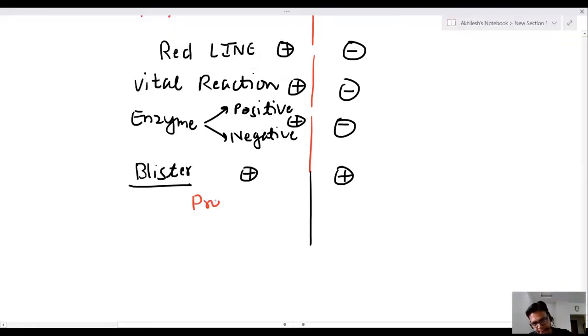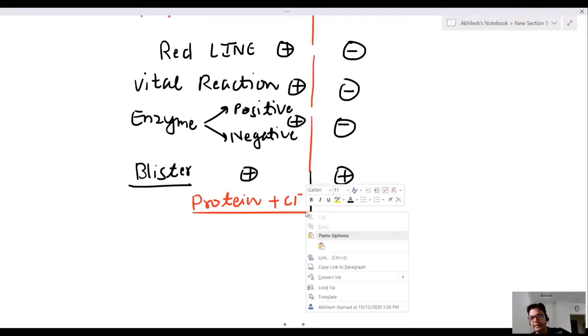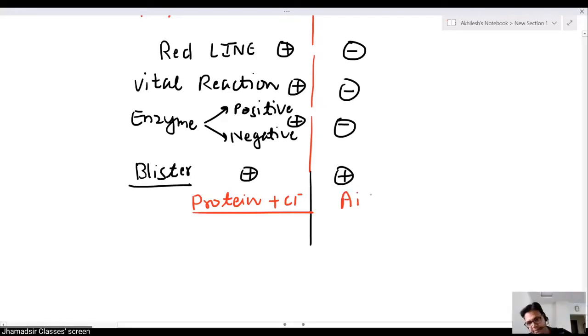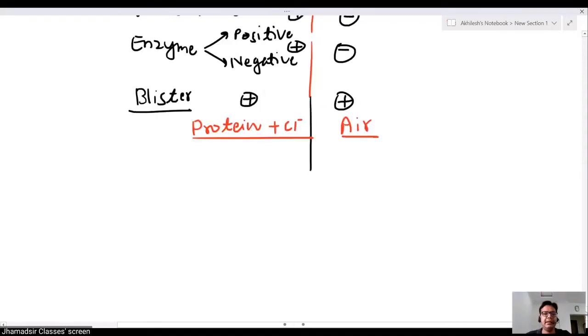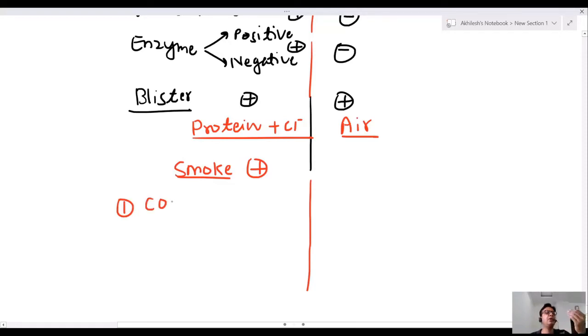But this blister of antemortem burn contains protein and chloride, and this blister of postmortem burn contains air. Now, smoke has two effects in antemortem burn. Number one, carbon monoxide, because smoke contains carbon monoxide. Carbon monoxide level of the blood increases in antemortem burn. It is normal in postmortem burn because after death, carbon monoxide is never inhaled into the trachea.